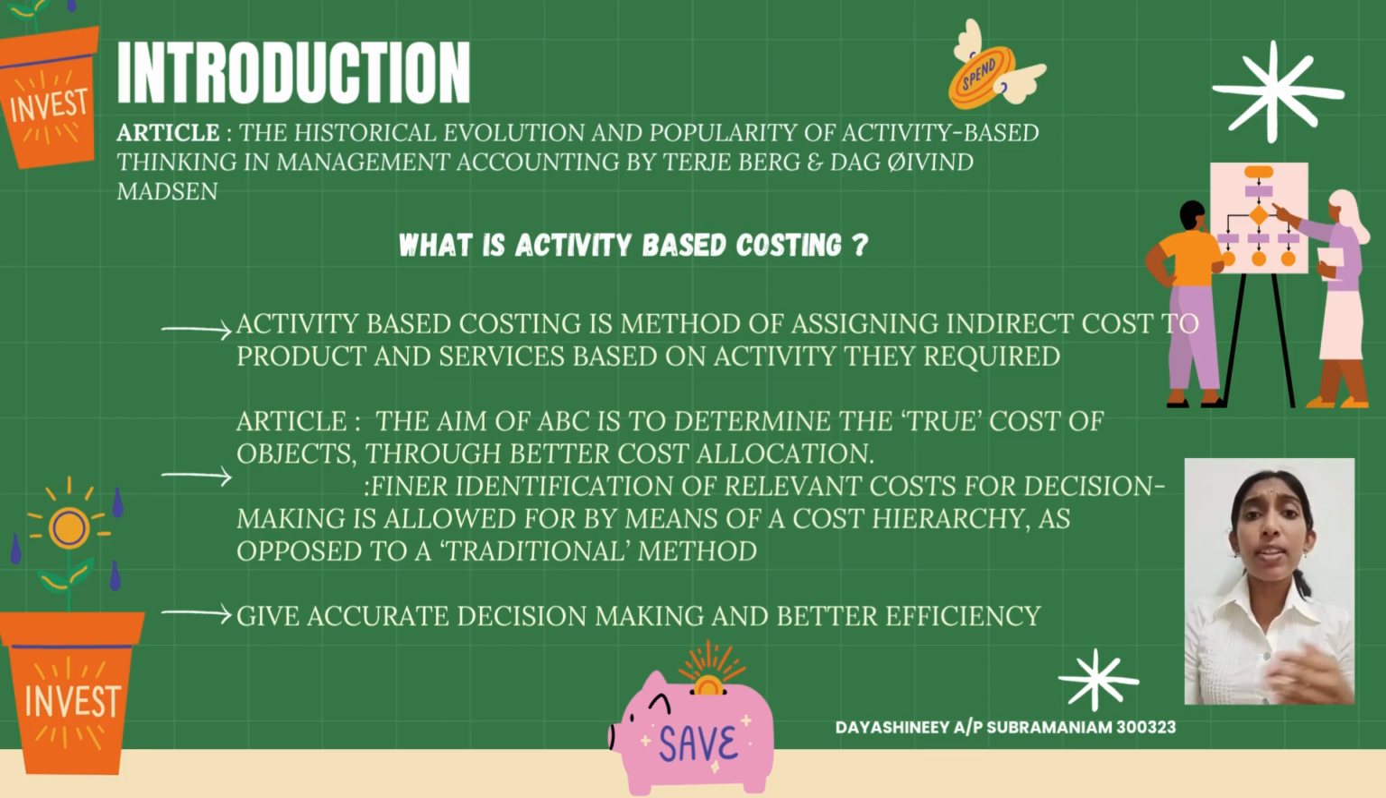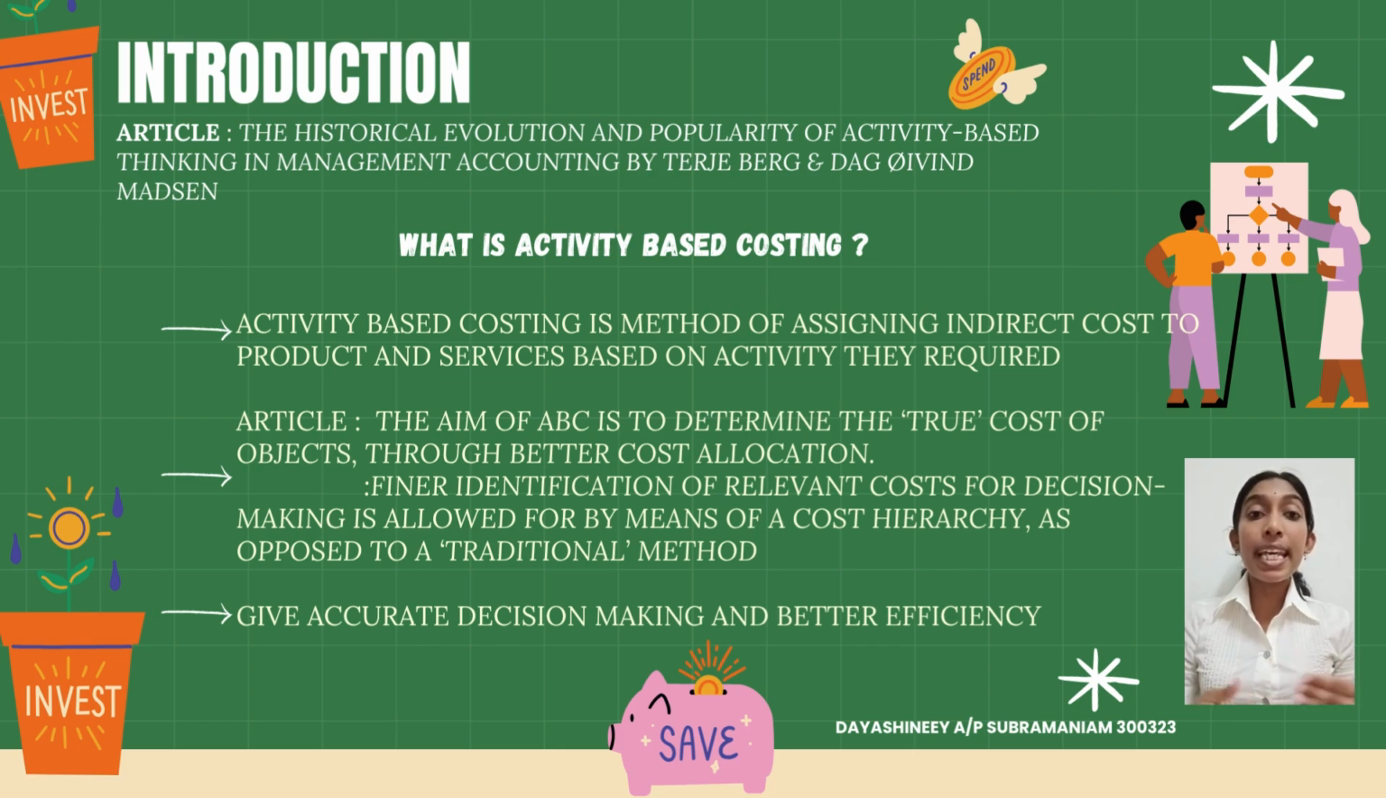What is activity-based costing? Activity-based costing is a costing system that assigns overhead and indirect costs based on activity, rather than using simple methods like direct labor and machine hours. According to Berg and Madsen, the aim of ABC is to determine the true cost of the object through better cost allocation and further identification of relevant costs for decision making. It is allowed for by means of a cost hierarchy, as opposed to a traditional method.